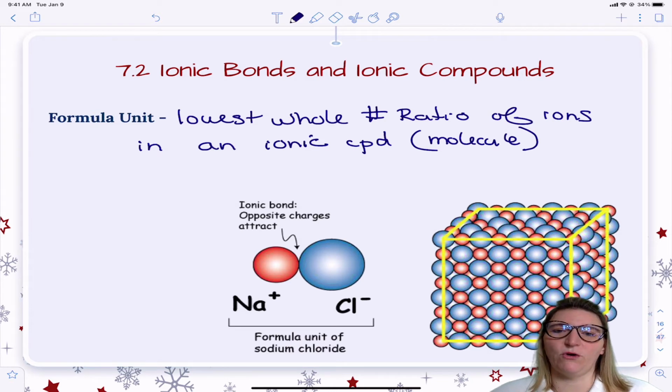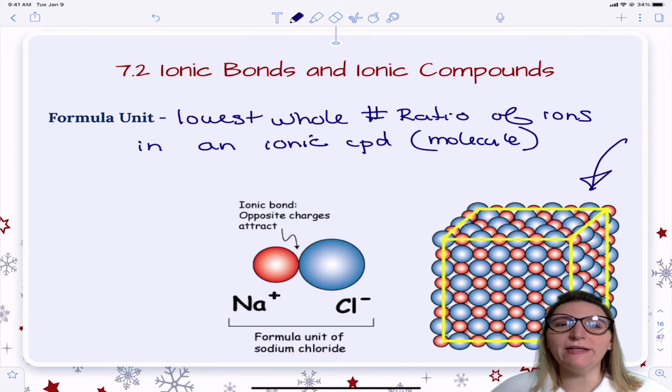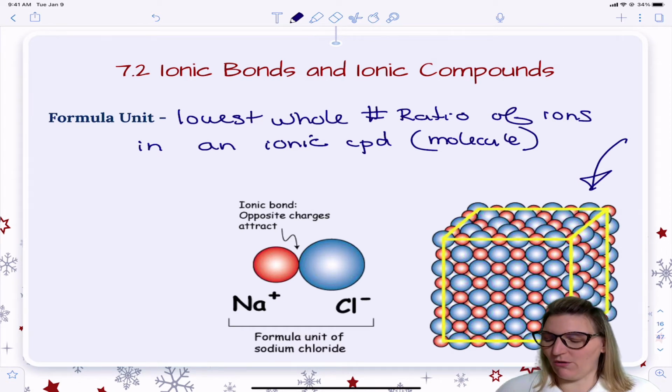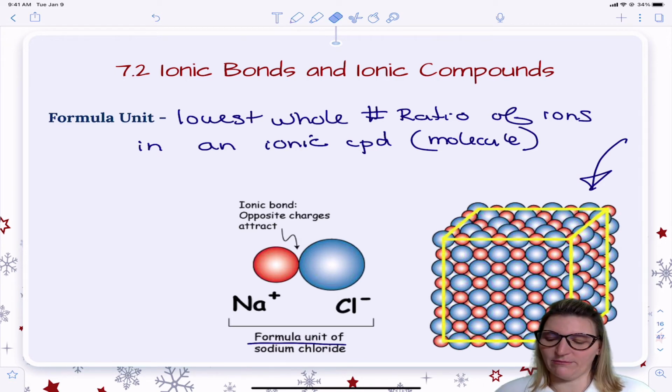What is the simplest formula for it? Because remember, if I have salt, I never actually have 1 Na+ and 1 Cl-. That's the ratio of them. But if I have a grain of salt, I might have billions and trillions of sodium and chloride ions. That's what this picture over here is showing, that it's in this 3D crystal lattice array type scenario where there's many of them. So the formula unit is the smallest or the lowest whole number ratio.